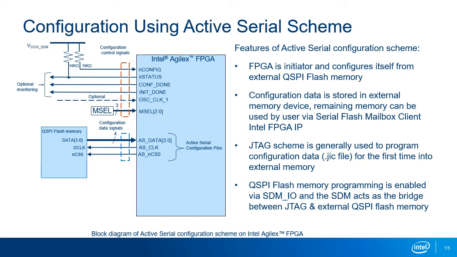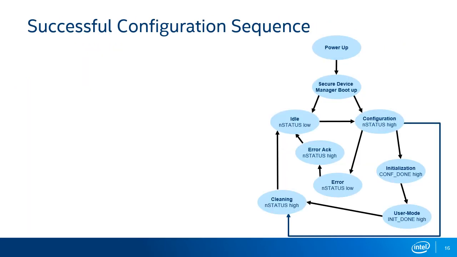The Agilex device's active serial configuration has quad data width and supports QSPI mode. Agilex devices include an additional fast active serial mode with MSEL driven to 001. This setting is usually used for fast periphery image configuration in the CvP scheme. The Agilex device configuration process is similar to previous families with a few exceptions.